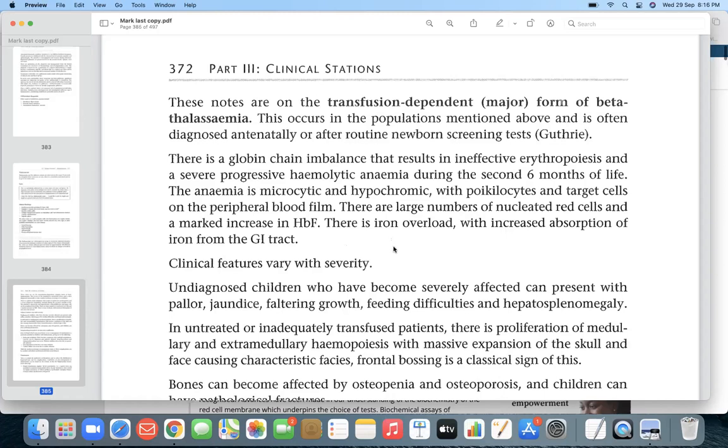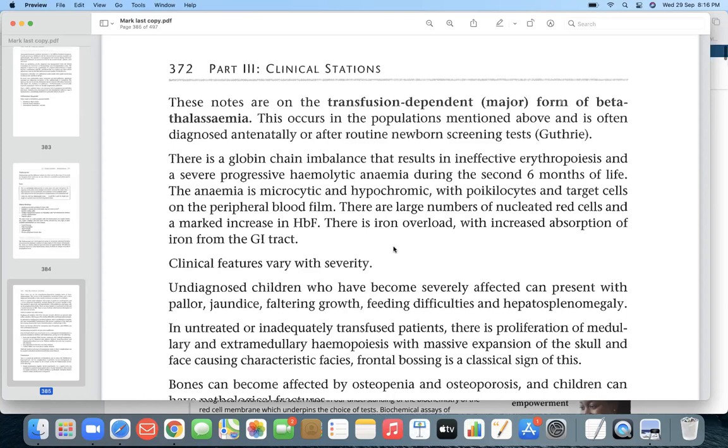So what usually happens here? There will be globin chain imbalance, and because of that there is erythropoiesis happening, but it is ineffective. So there is extramedullary erythropoiesis, which is increasing. And also there is hemolytic anemia, which is more seen in the second 6 months of life.